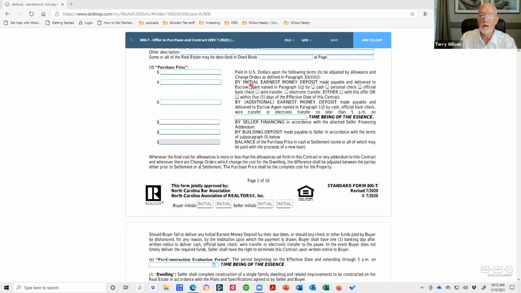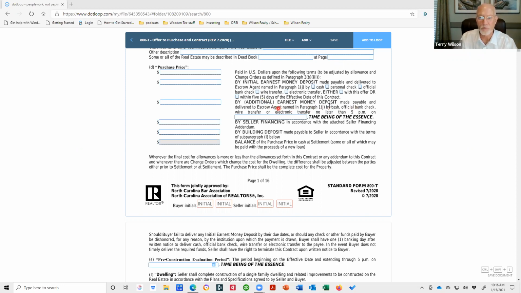Is the buyer putting down an initial earnest money deposit? Just like normal. Nothing different there. Is there an additional earnest money? If there is, then make sure that it is, and this is true of all additional earnest money, not just this contract, by cash, bank check, wire transfer, ACH transfer, electronic transfer, or money order. It cannot be a personal check. In any contract, additional earnest money can never be a personal check.